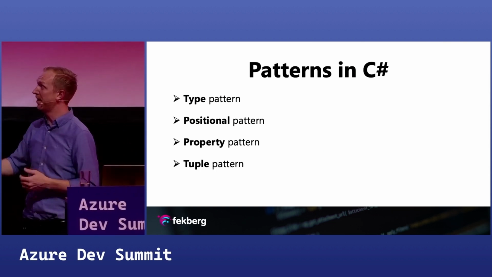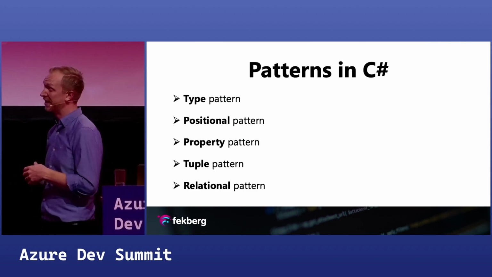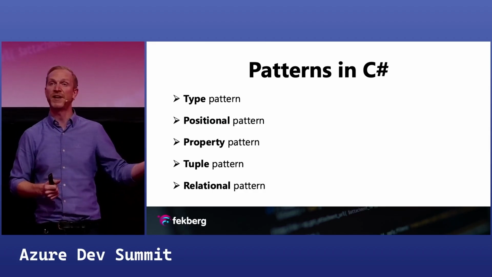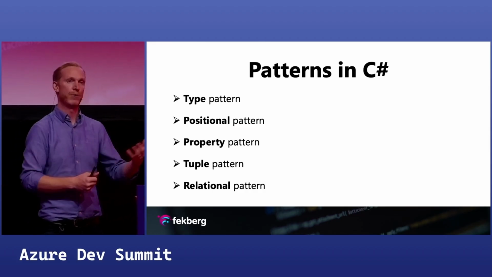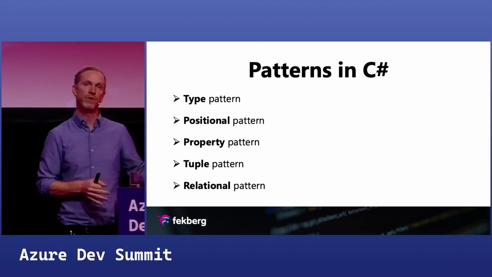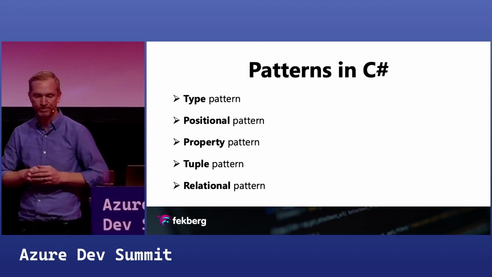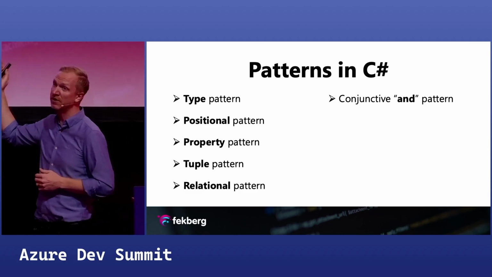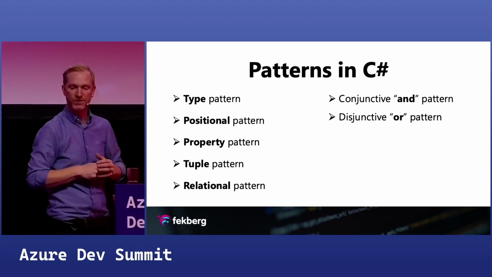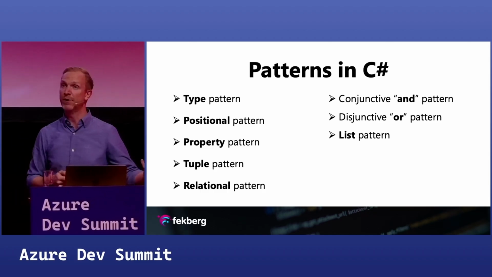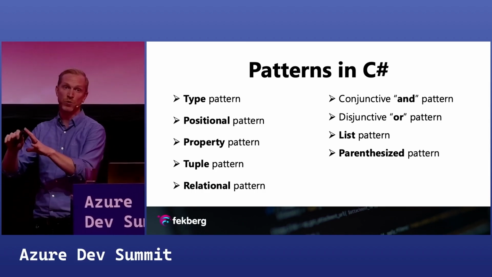There's a tuple pattern. There's a relational pattern. So you could, for example, say, I'd like to check if the user has not logged in for at least 30 days. There's a way to write a pattern for that, a very simple expression. We can conjunct and disjunct patterns by saying and, or, just like in normal if statements. There's ways to write patterns for lists. There's ways to group them.